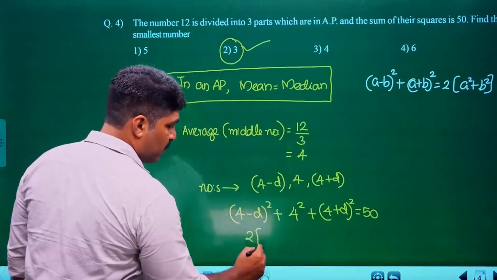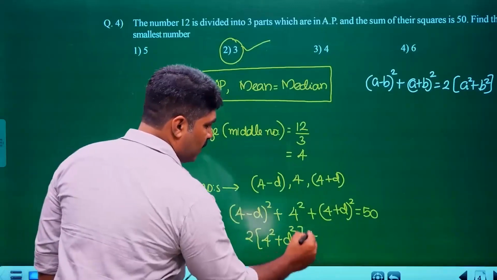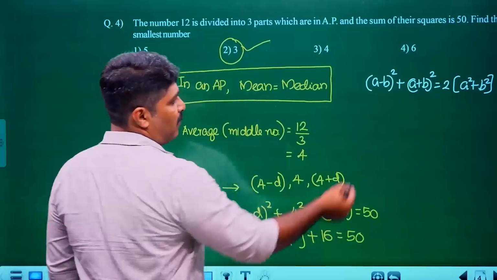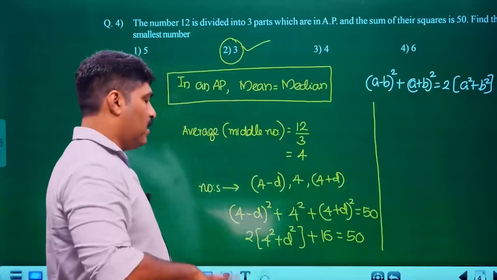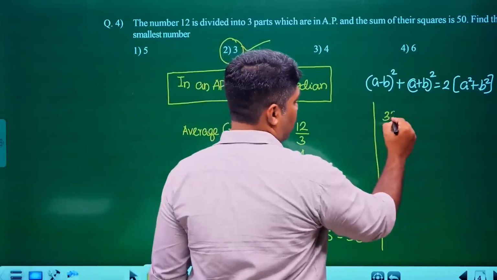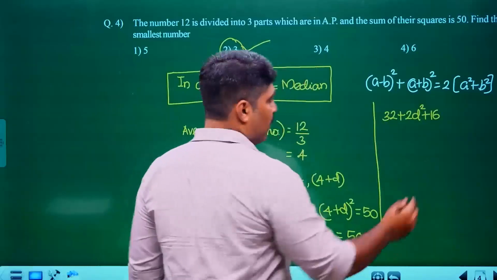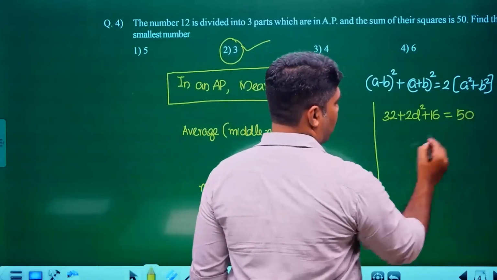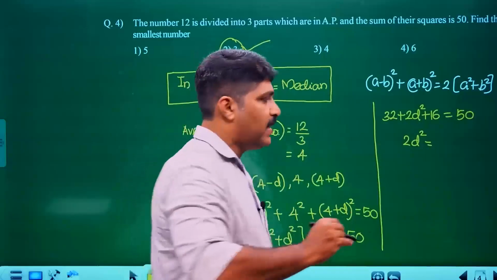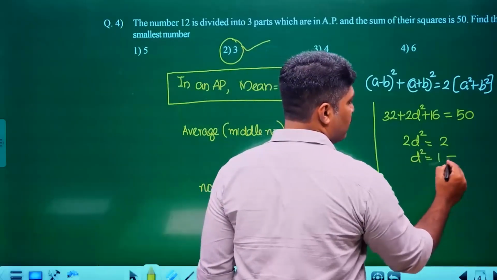That is 2 times (4 square plus d square) plus this 4 square, which we can take as 16, which is equal to 50. So 2 into 4 square, 4 square equal to 16, 16 into 2 is 32, plus 2d square plus again 16, equal to 50. So 2d square, 32 plus 16 is 48. So 50 minus 48 is 2, then d square equals 1, hence d equals 1.